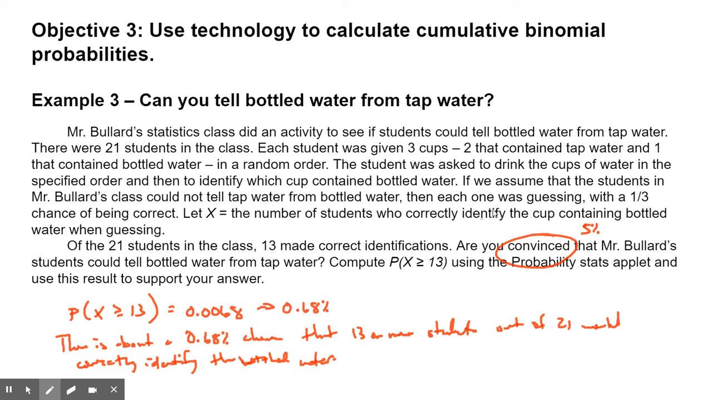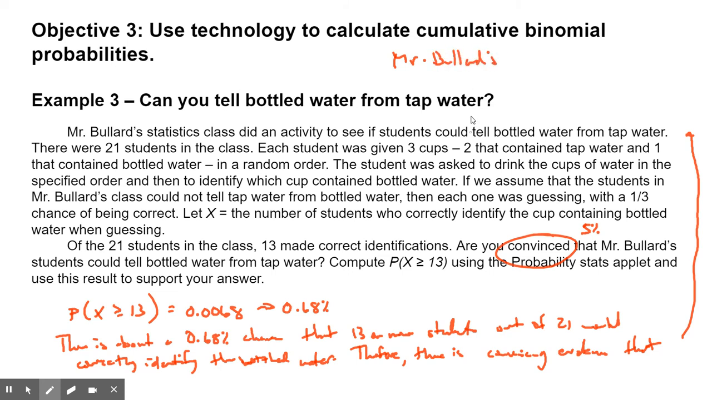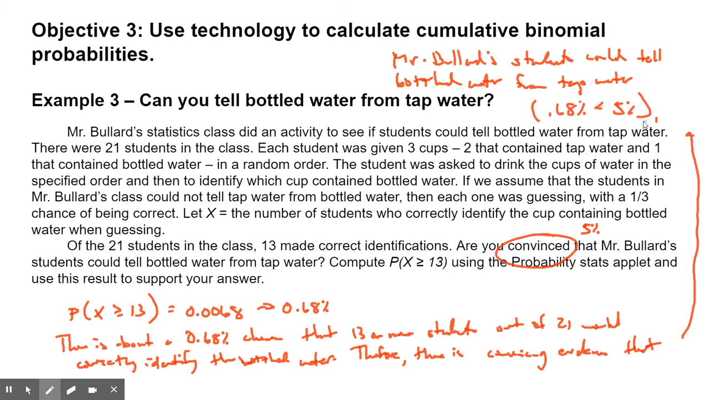Because this only happened 0.68% of the time by chance, that's way less than 5%. Therefore, there is convincing evidence that Mr. Bullard's students could tell bottled water from tap water. And again, that's because 0.68% is way less than 5%. And there we go. We could put a 0 in front of the 0.68 to emphasize.